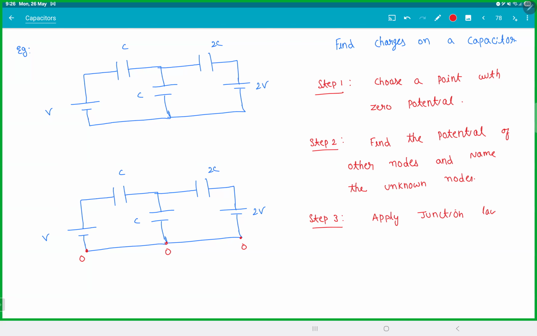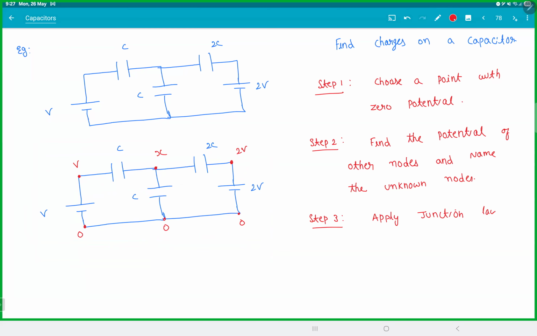Second step, find the potential of other nodes. Now tell me, if there is a battery here, and the negative terminal is zero, then the positive terminal is 2V. Similarly, if this is zero, this terminal is V. This terminal in the middle, I don't know. Any doubts on the naming part? Start from the bottom, which is zero. Then I have two sides in the center. I don't know, there's a capacitor here. I don't know the relation between that and this. So I don't know the potential here.